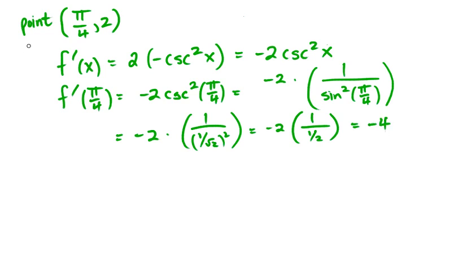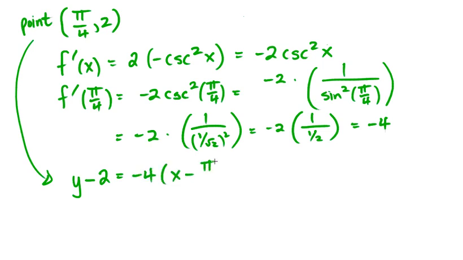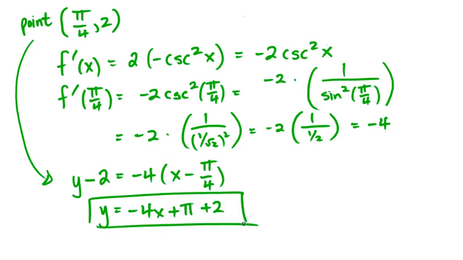I remember that my point is pi over 4 comma 2, so I can use y minus 2 is equal to the slope times x minus pi over 4. To get my point slope equation of a line, I can manipulate this to get negative 4x plus pi plus 2, if I wanted, into a form of y equals mx plus b.